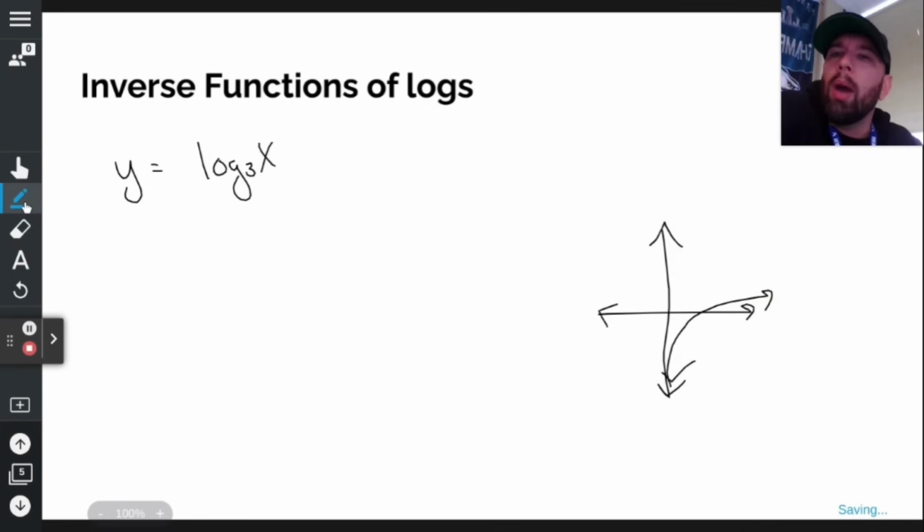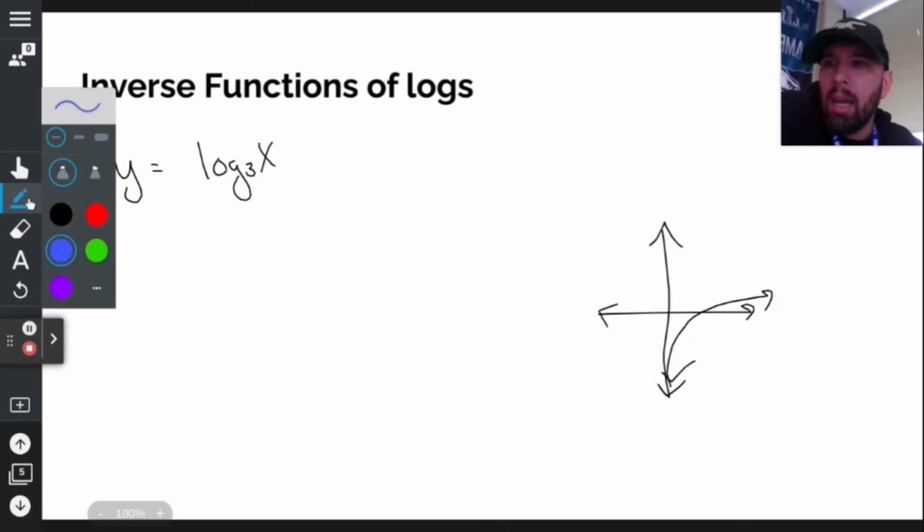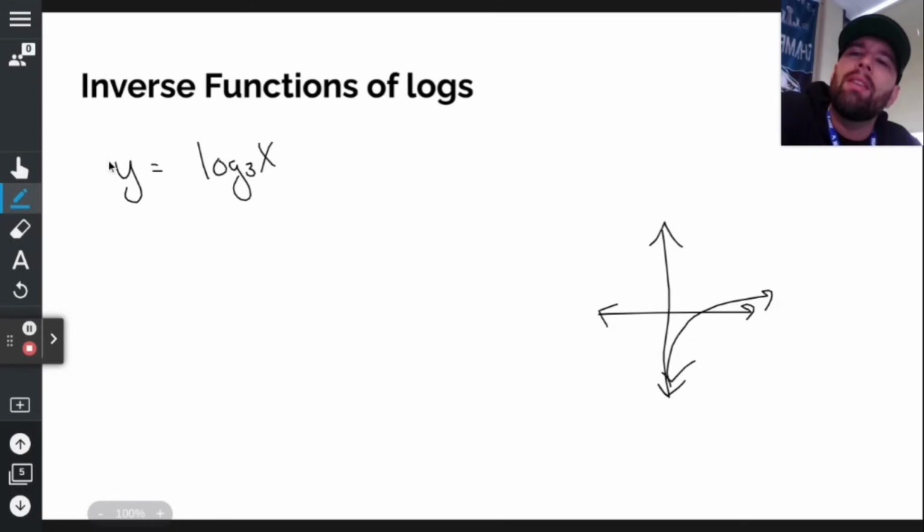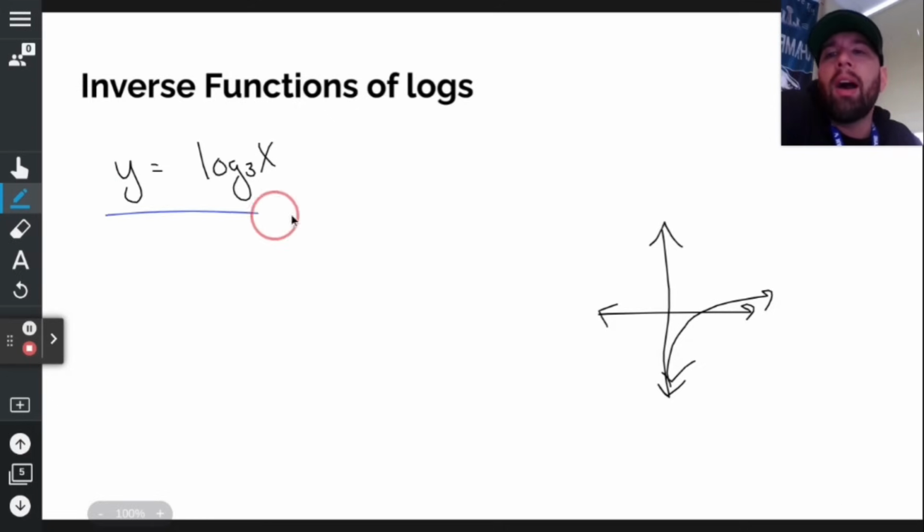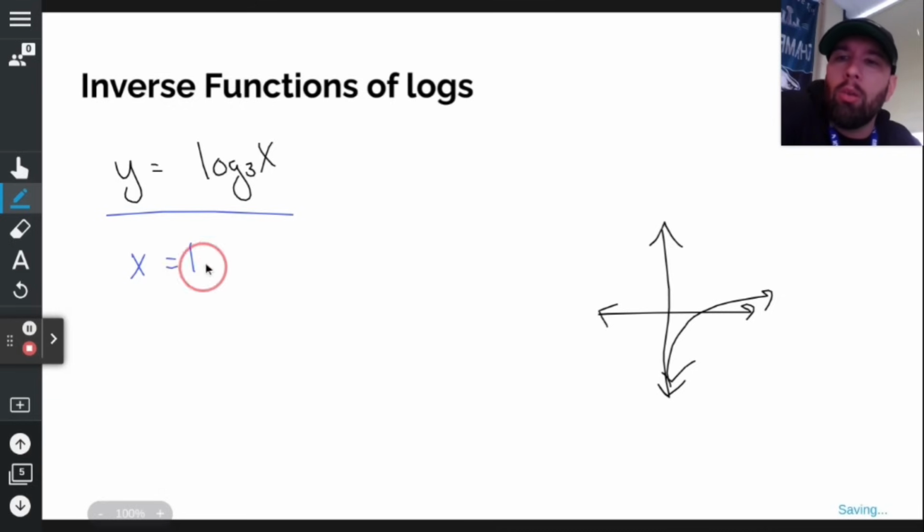When you have an inverse, and I ask you to find the inverse of this guy, the way you find an inverse of anything is you first swap the x and the y. So x equals log base 3 of y. Now, you might be thinking, I have to solve for y, but y now lives on the inside of this log. How do I do that?